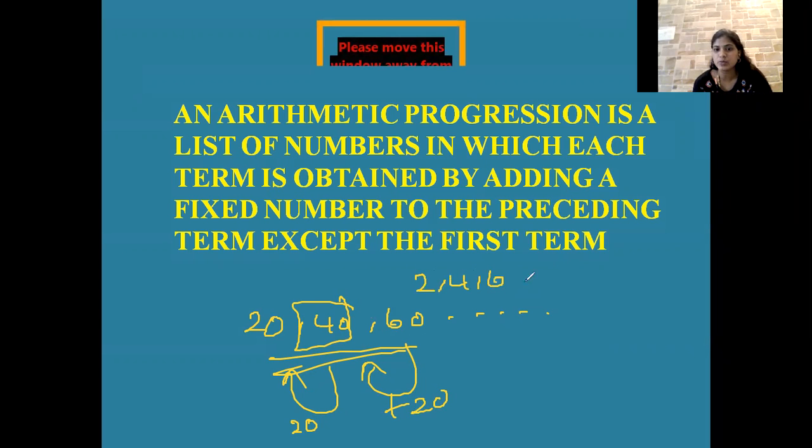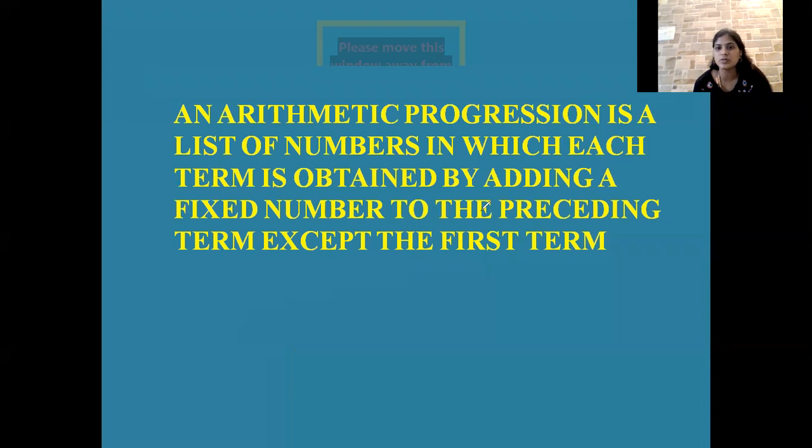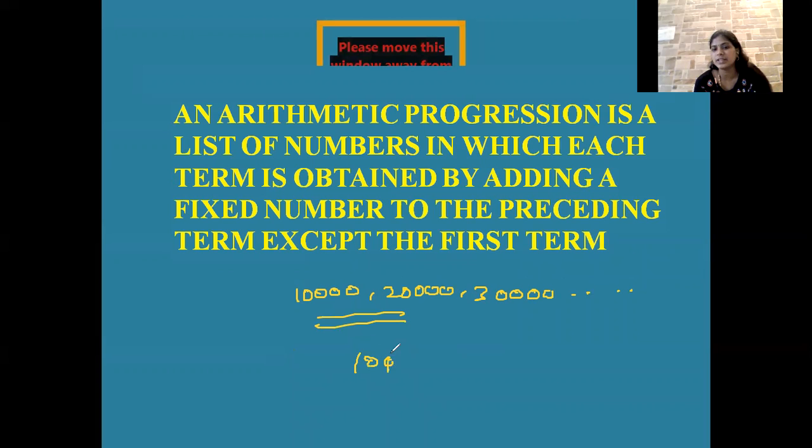You can take 2, 4, 6, 8, 10, 12 also as an example. In this arithmetic progression, the 4 is obtained by adding plus 2 to its preceding term. The 6 is obtained by adding plus 2 to its preceding term, which is 4, right? And you can also say 10,000, 20,000, 30,000. In this, each term is obtained by adding a fixed number, 10,000, right?